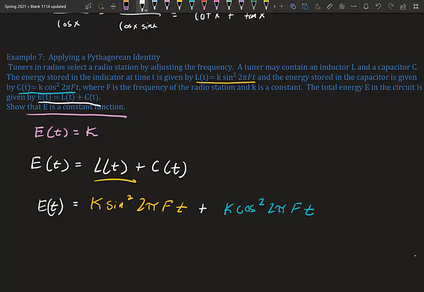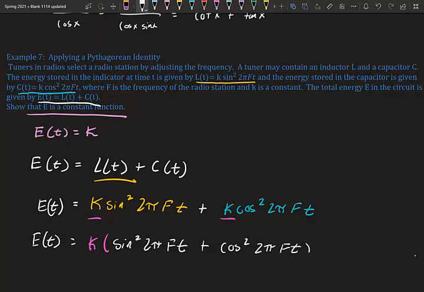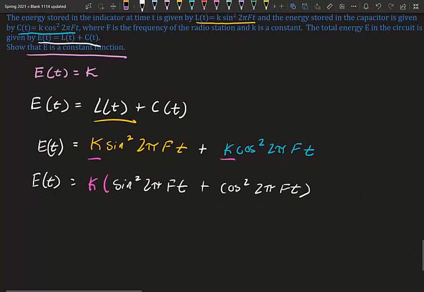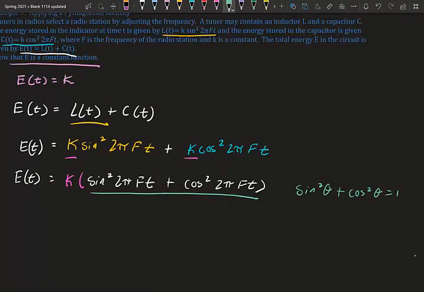So they both have something in common. They both have a k. So let's take it out because that's what we actually ultimately wanted to get to. So let's take it out. So we have E of t equals the GCF, which is k. So now we have sine squared 2 pi ft plus cosine squared 2 pi ft. You might see it. We have a Pythagorean identity.